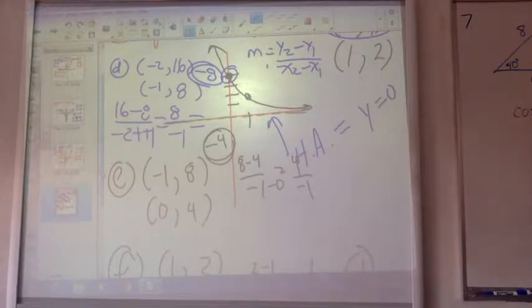And then is f of x an exponential growth or decay? It is decay because as I go to the right, I approach my x-axis. I approach my asymptote. Good?